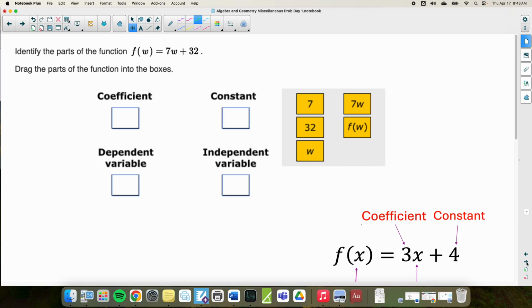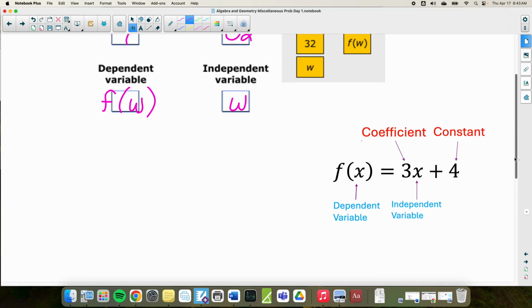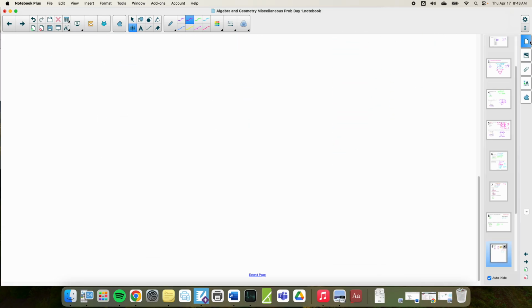Here is one where they could have you just moving things into these boxes. So here, what's the coefficient? 7. What's our constant? 32. Which one depends on the other? F of w depends on our independent variable, which is w. So what you put in for w, f of w is dependent on that. Okay?